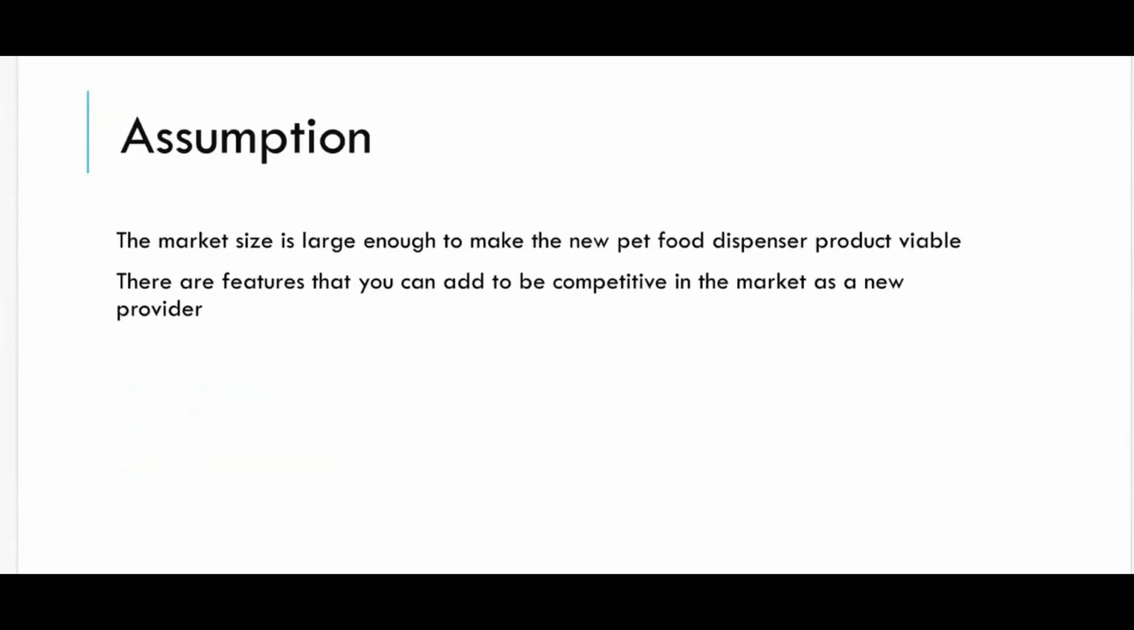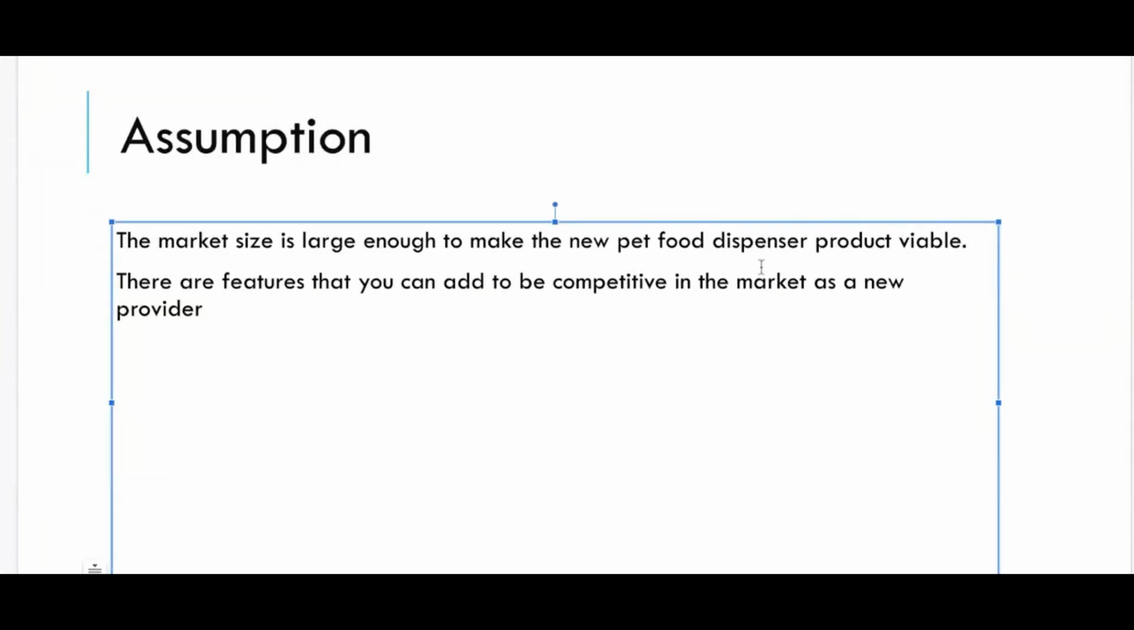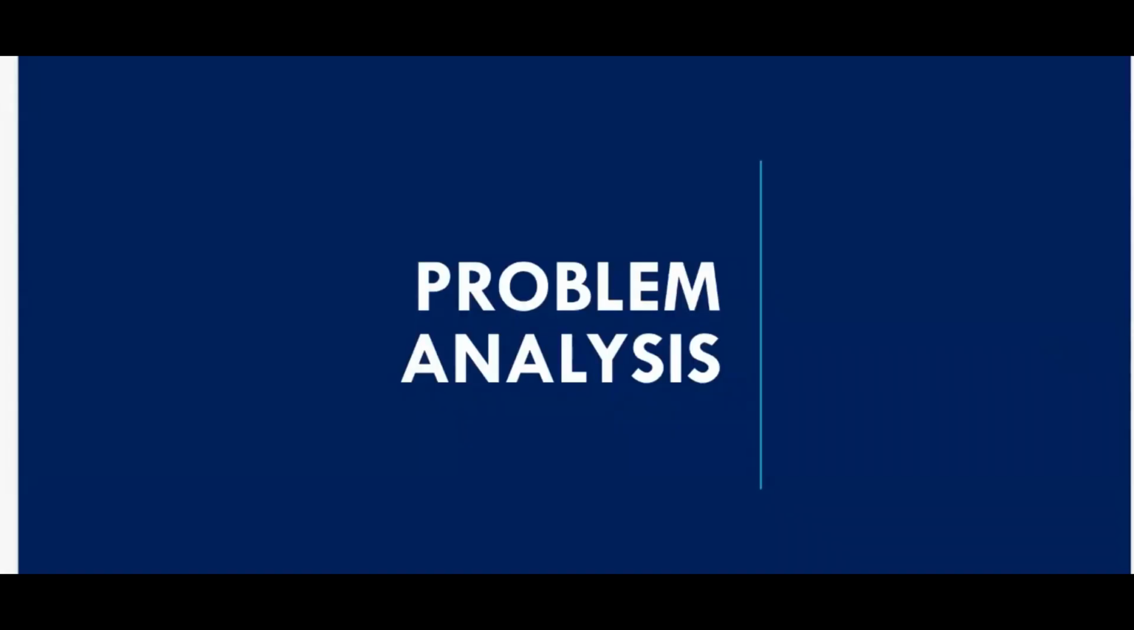So the next thing you have is a few assumptions that you want to clarify. It's okay to make assumptions, so you just need to clarify them. The assumption that we're making with this is that the market size is large enough to make the new pet food dispenser product viable, right? There are features that you can add to be competitive in the market as a new provider. So we're going to say that because we see other people doing the same thing in the market and the market size is such that they can accommodate more, there's so much more money to tap into, that we believe it's a good recommendation for us to go into this market to do this product. And that's an assumption because you don't really have hard data to back that up, so you have to assume it.